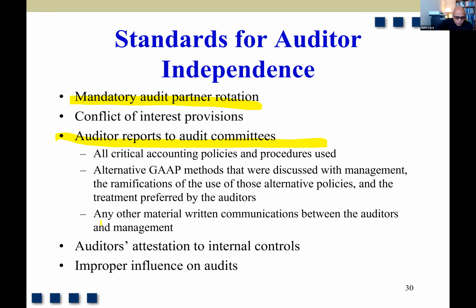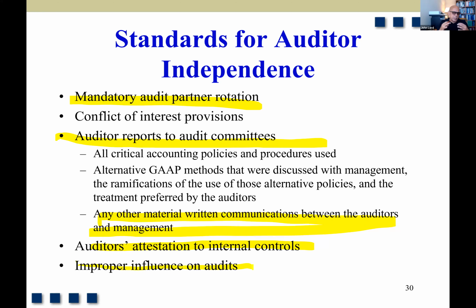There were material communications between the auditors and management. The board of directors has to know everything. Everything goes up to the board of directors. So if you had some communication with management, you need to make sure that the board of directors and the audit committee know about that, okay? And then auditors' attestations to the internal controls we've mentioned, and if there was any sort of improper influence with the auditors, all these things.